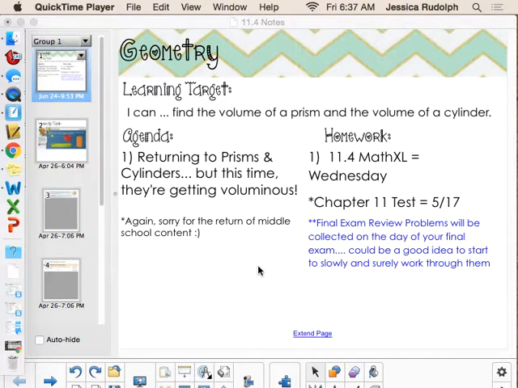We're now starting the sections where we're going to focus our efforts on volume, and we're going to start off with prisms and cylinders, just like we did in 11.2.